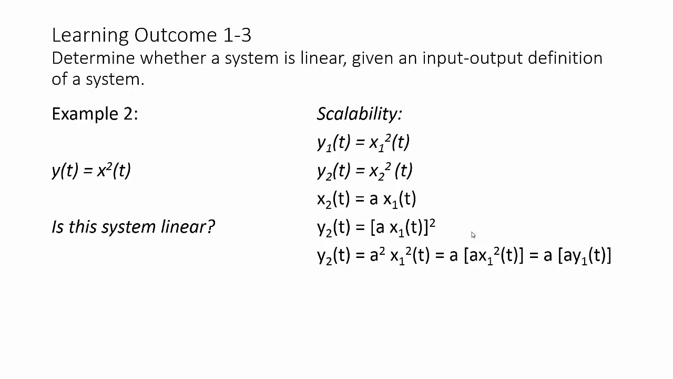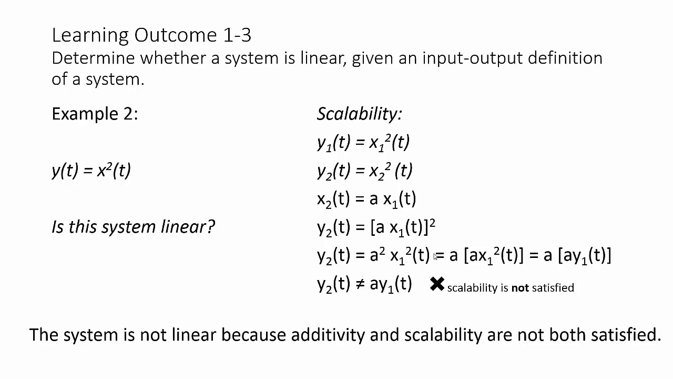Algebra comes next. And we're trying to rearrange things so that we get things that look like our original function. And we're trying to get a scaled y1. But we didn't get just a scaled y1, so again we failed in our attempt. So instead of a check mark, we put an X. Scalability is not satisfied. And we can now state the system is not linear because additivity and scalability are not both satisfied.